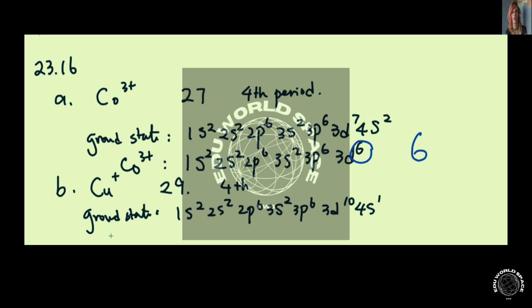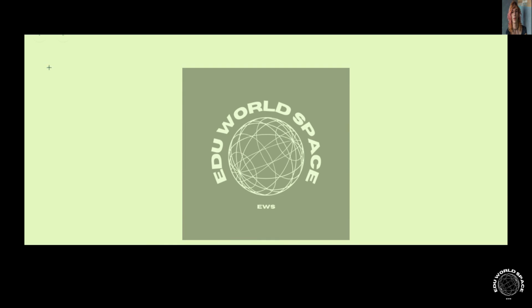So for copper 1+, it loses 1 electron, and as a result, it will be 2p6, 3s2, 3p6, and 3d10. So it loses the electron from the 4s orbital, and the remaining number of valence d electrons is 10. All right, now let's look at part C.